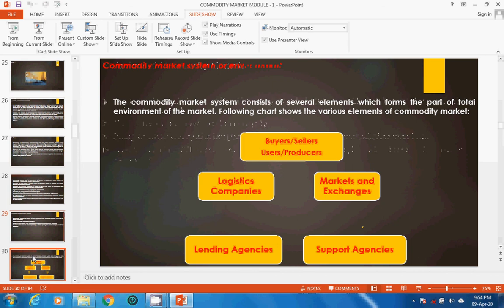Commodity market system, commodity market environment. The commodity market system consists of several elements which form part of the total environment of the market. The following chart shows the various elements in the commodity markets: buyers and sellers, and even the users and producers; markets and exchanges; support agencies and lending agencies; and logistic companies which support the exchange of commodities between the buyers and sellers or users and producers.